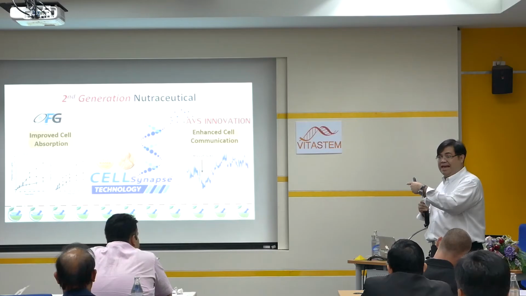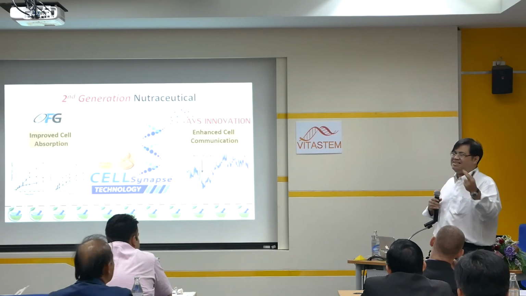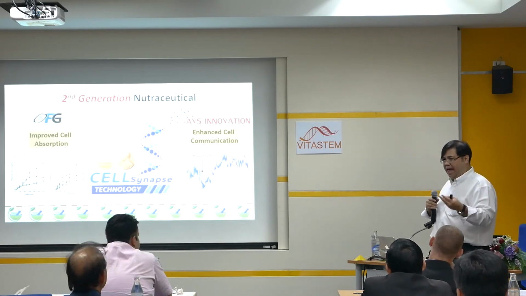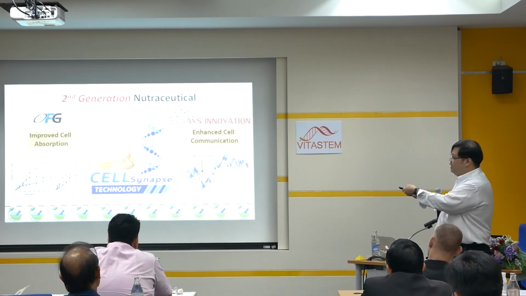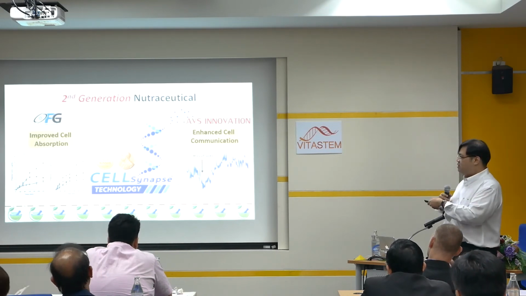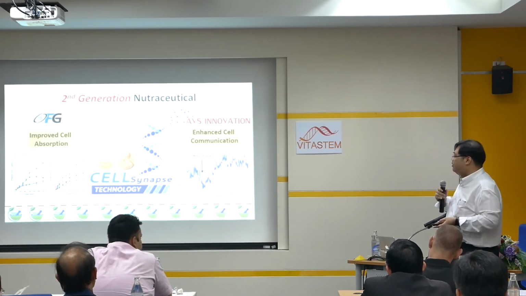You need some code, an existing compound, to help the other compound get into the cells. That's why it improves cell absorption. You can see in the graph that when they apply Cell Matrix, cell absorption increases.